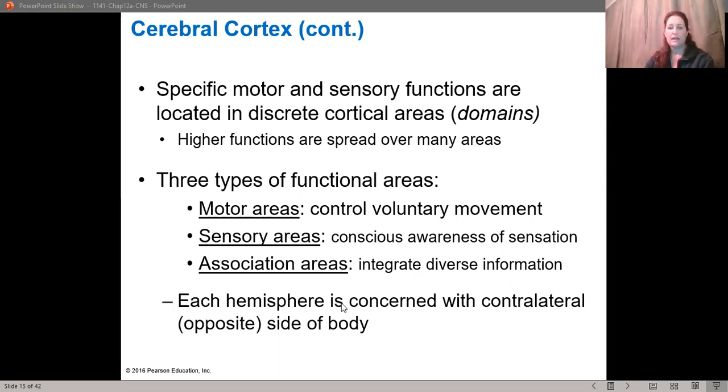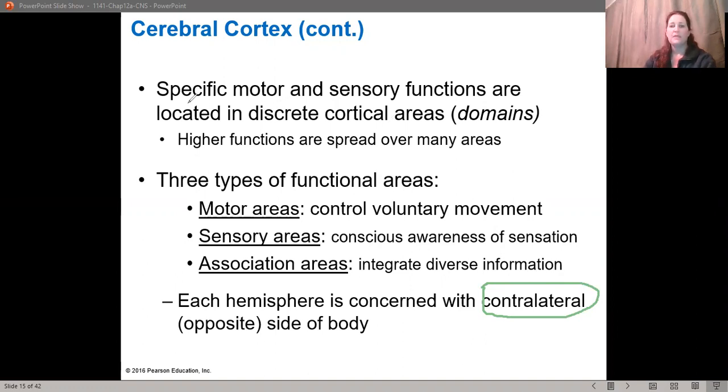Each hemisphere is concerned with contralateral control, opposite side of the body control. And this is because there's something called crossing over that occurs at the medulla oblongata, and we'll get to that. But our cerebral cortex is going to be involved with contralateral control.